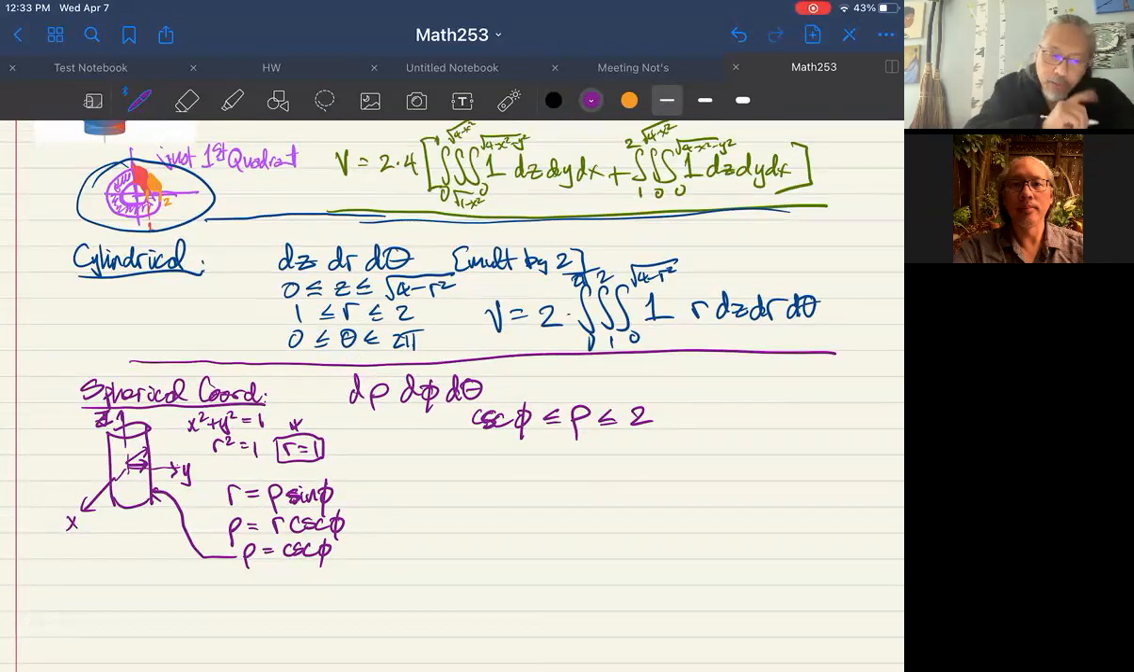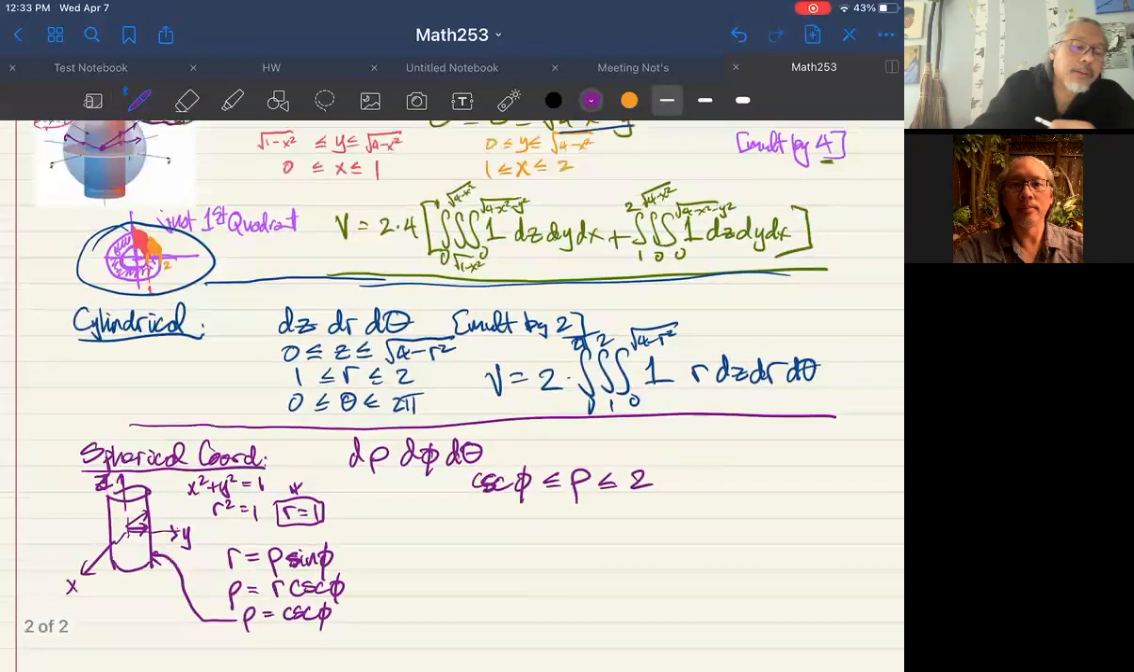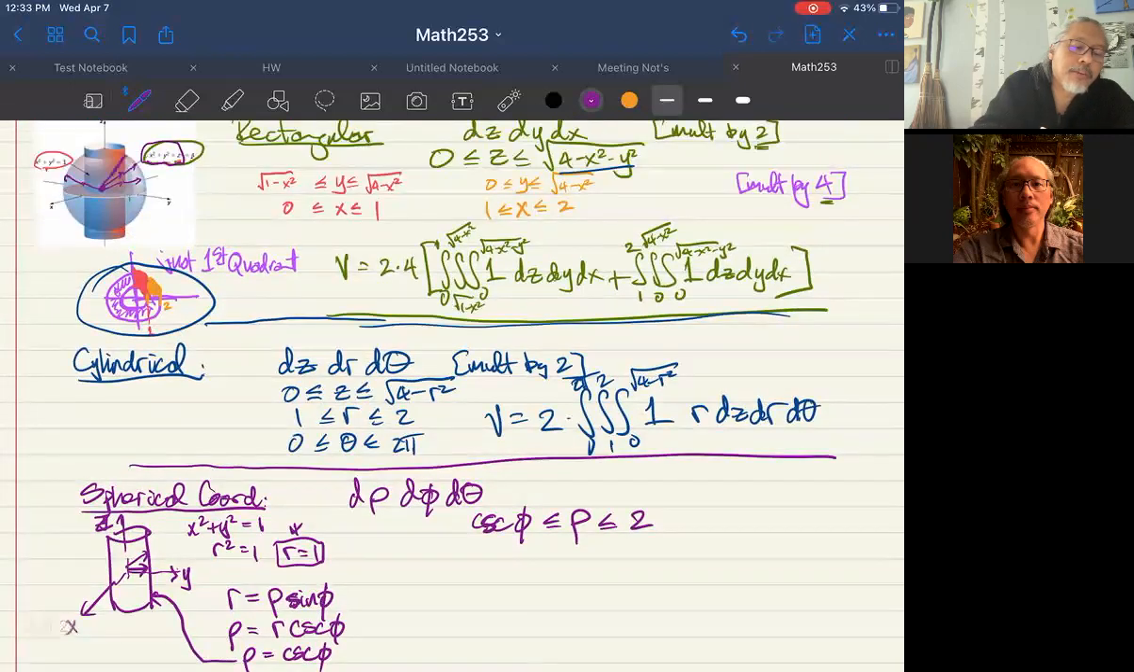And our phi, where's our phi going to go from? The other issue with phi is that we want our phi to go from the intersection of those two objects down to the bottom. So we can go from the intersection on top to the intersection on the bottom, or we can just stop here and find the intersection on top and then just go up to pi over 2. And then if we do that, we just have to remember to double it.